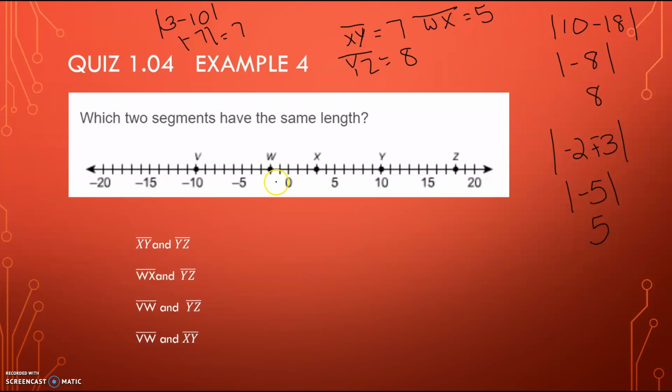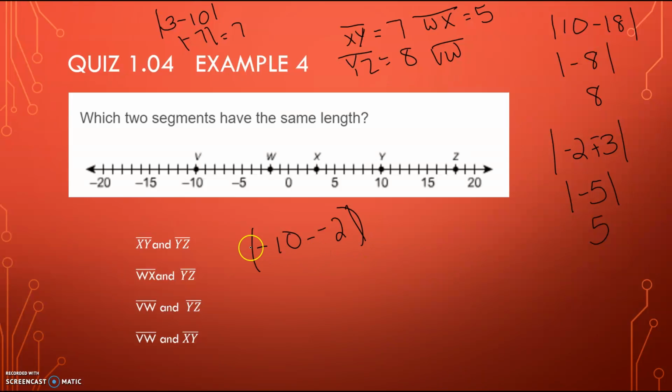Hang on, did I do that one right? W was negative 2. Oh, yeah. Yep. Okay. Just checking. All right. What other ones? We've already done YZ. What about VW? So V is at negative 10. And W is at negative 2.